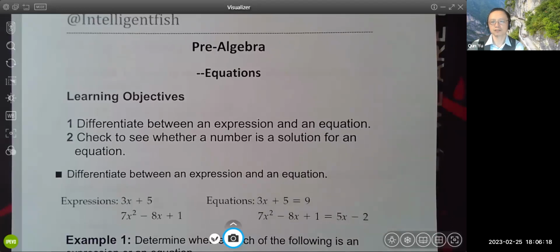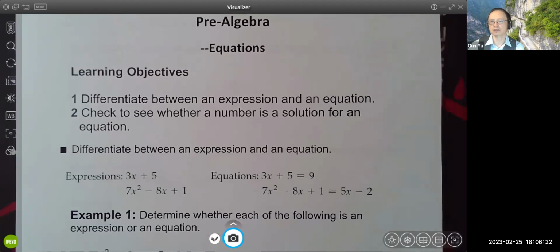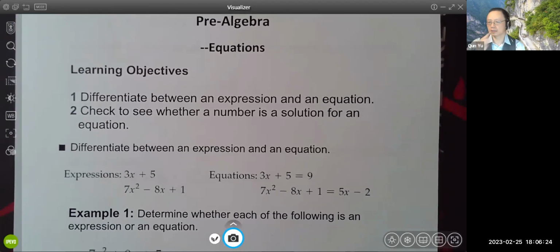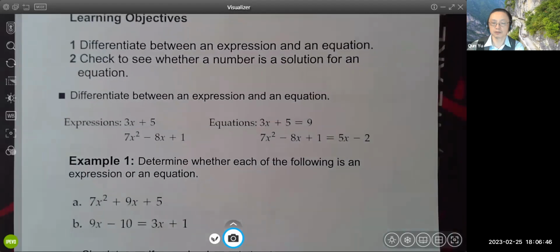So what's the difference between an expression and an equation? Actually, it's very simple. An equation has an equal sign in it, right? An expression doesn't have an equal sign. You can also say an equation is just two expressions equal to each other, basically. So it's very simple, very easy to differentiate. Now let's look at our first example.